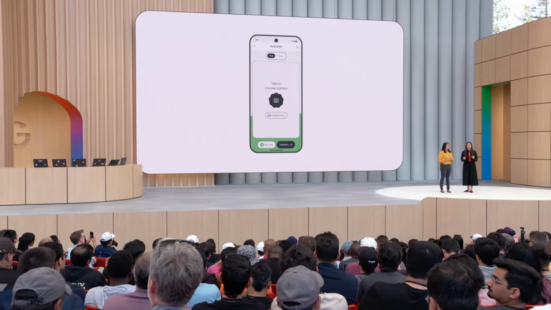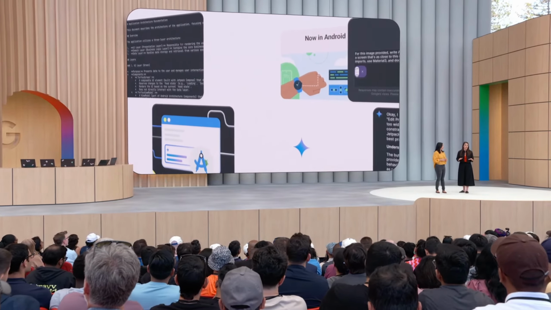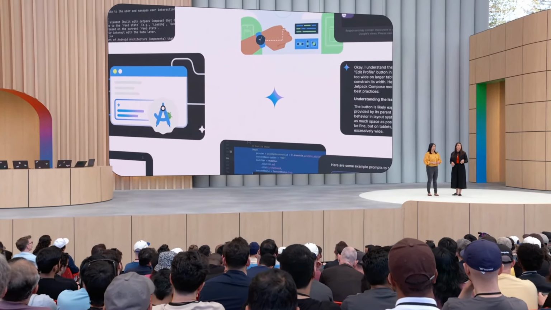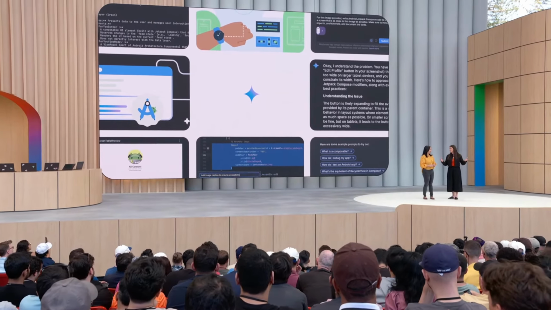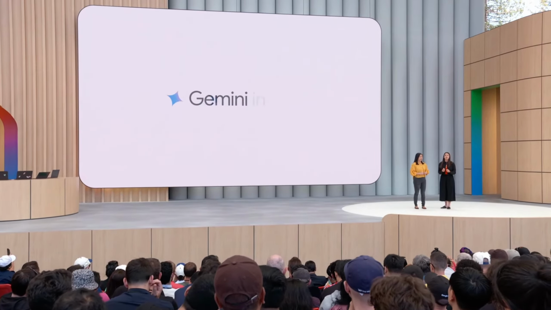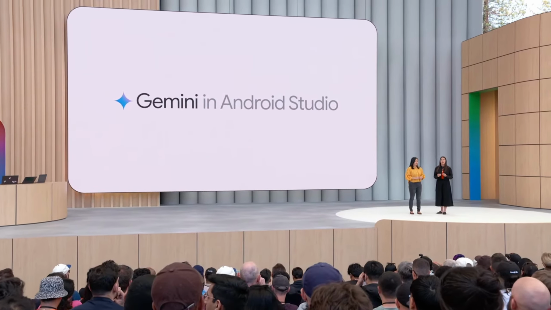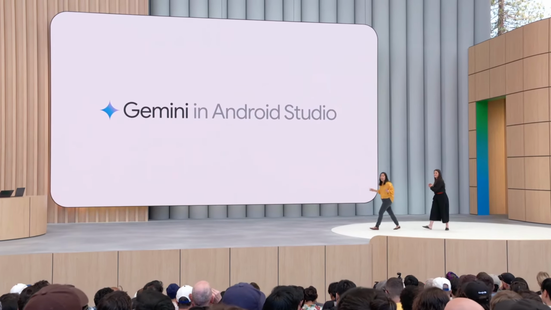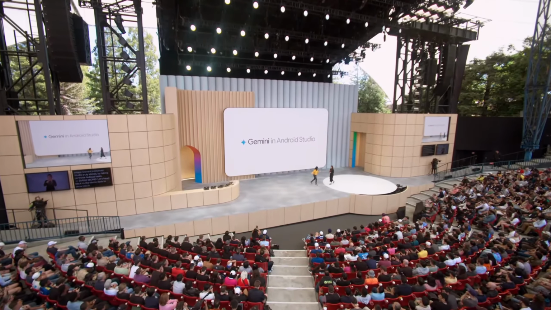When we think about productivity, it's not just about writing code faster. It's about streamlining the entire development lifecycle, from refactoring to testing and even fixing crashes. That's where Gemini in Android Studio truly shines, by taking on those tedious tasks. So let's head back to the demo desk to show you a few features that will change the way that you work.